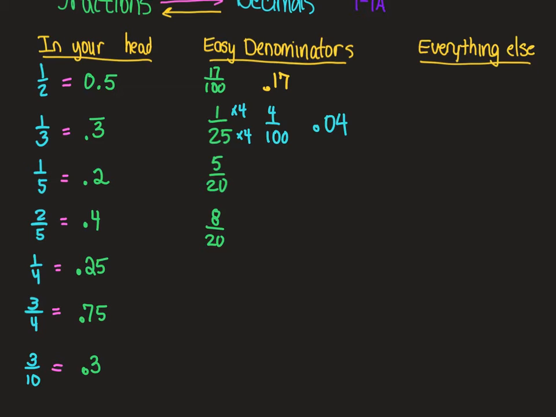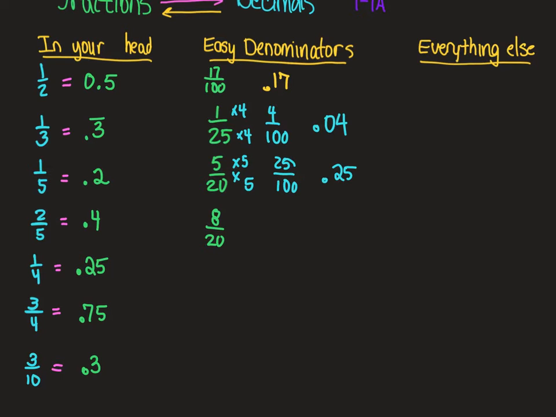Can 20 also make 100? Sure it can. Times by 5. Now I have 25, and once it looks like 25/100ths, I can make a decimal. 0.25 is 25/100ths.